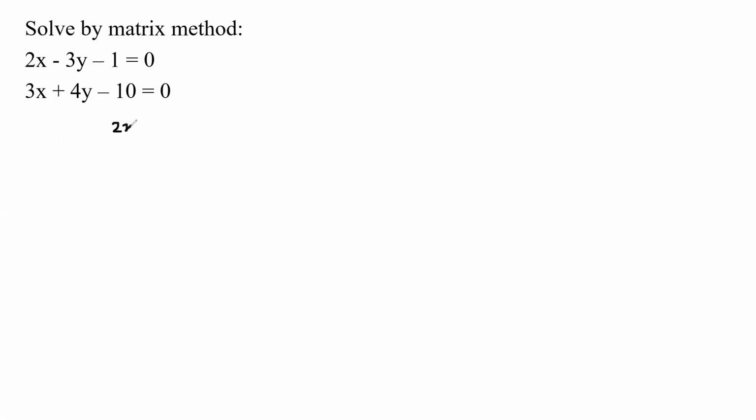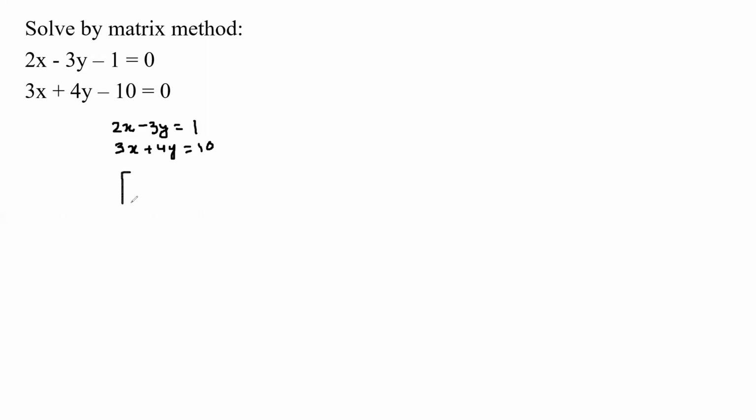Look at here. 2x minus 3y is equal to 1. Okay, this is the first equation. And the next one is 3x plus 4y is equal to 10. Remember, always you keep the equation in this form before you solve this by the matrix method. Okay, now we are converting these two equations in the matrix form. See how we do that.